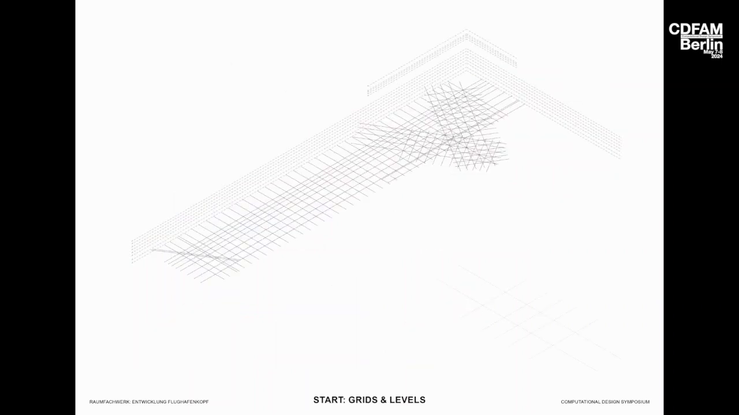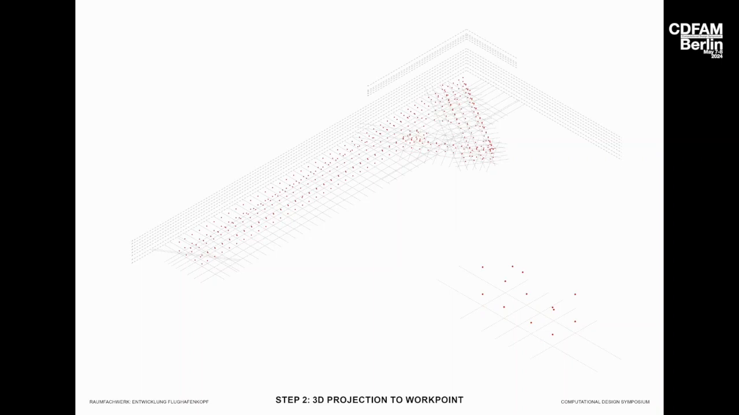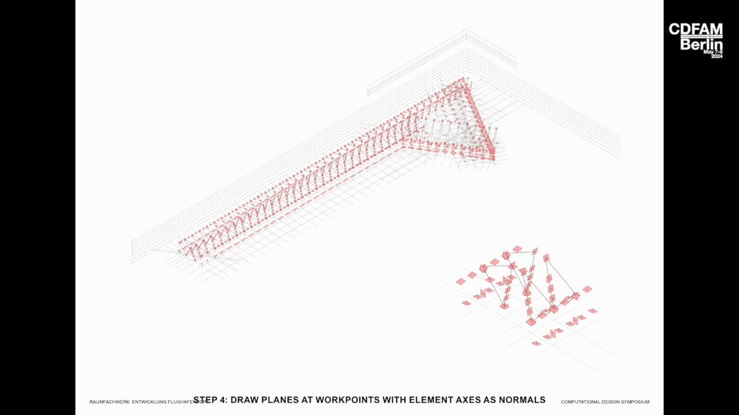So we start with the project grid and the building levels. Then we have all the points intersect themselves, which gives us a 2D point grid, which is based on the intersecting grid lines. Then we project these points into 3D space, so we get the setting out points for each element. Then we connect these points in order to get the element axes and the extrusion vectors for each element. Then we can draw the planes at each axis end with the axis as a plane vector, plane normal.